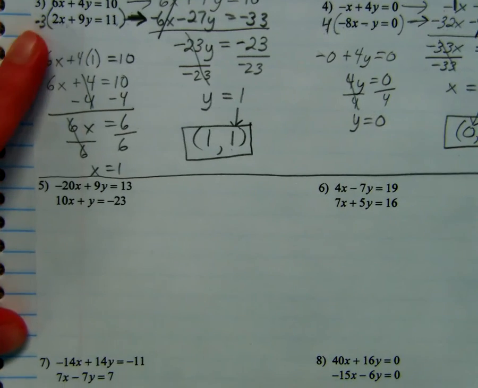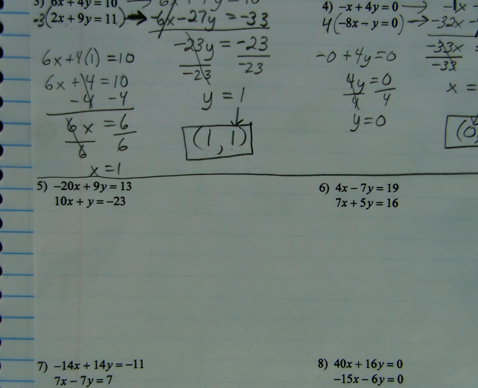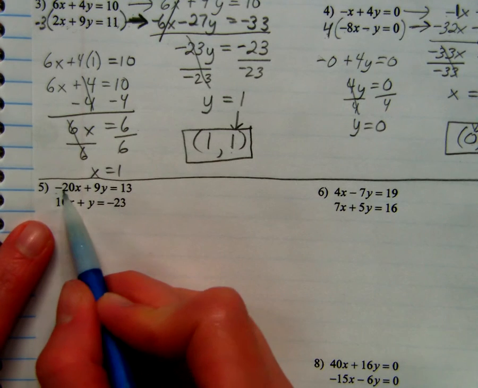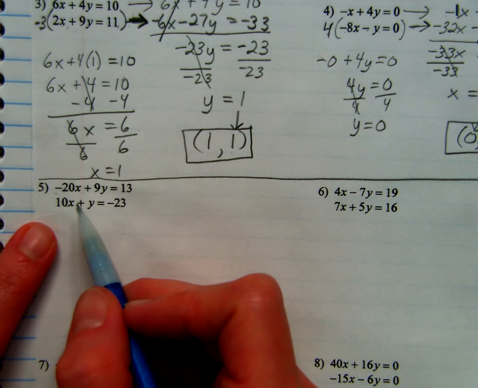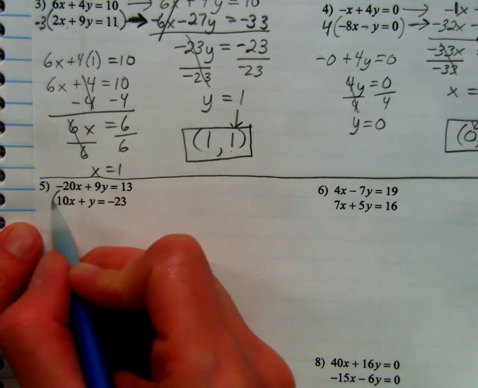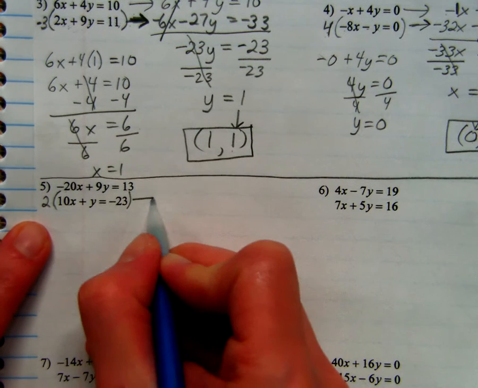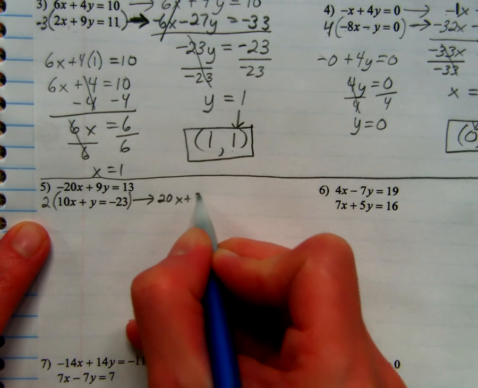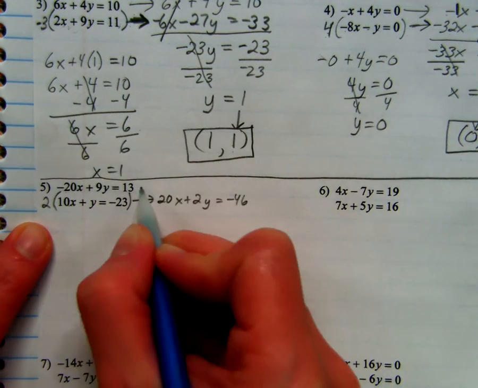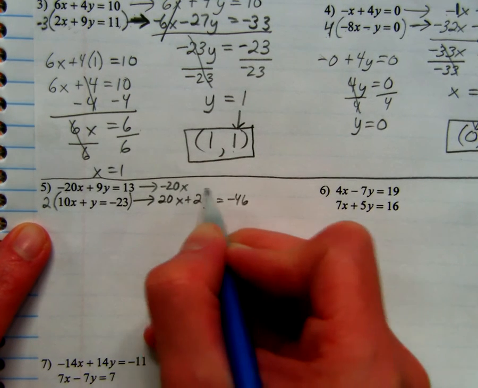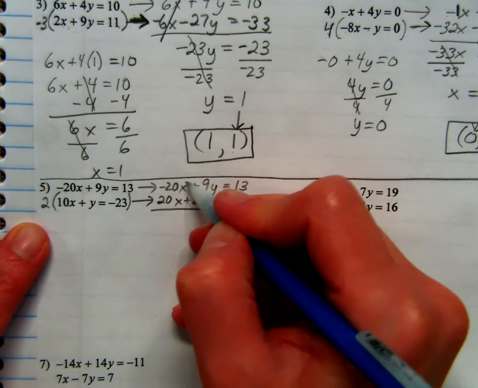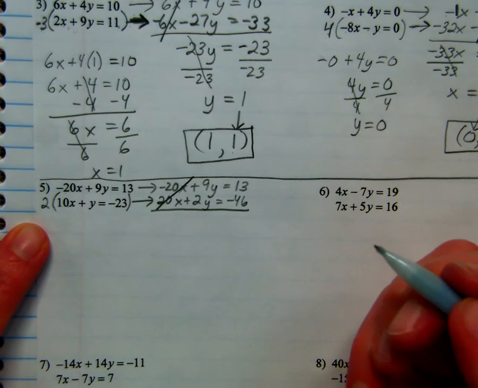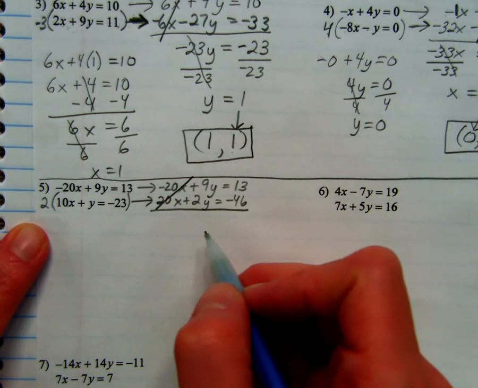Okay, so on number 5, I need you to decide, do you want to kill the x's or the y's? Kill the x, it's easier. Kill the x's? Okay. So if I'm going to kill the x's, I have negative 20x and I have 10x. So what would I need to do? Multiply the bottom one by 2. Awesome. And so if we do that, we get 20x plus 2y equals negative 46. And then the top equation we can just leave as is. I just recopy it so I have it all nice and lined up. And we can kill those x's. They're gone. They are eliminated. That's why they call it the elimination method.